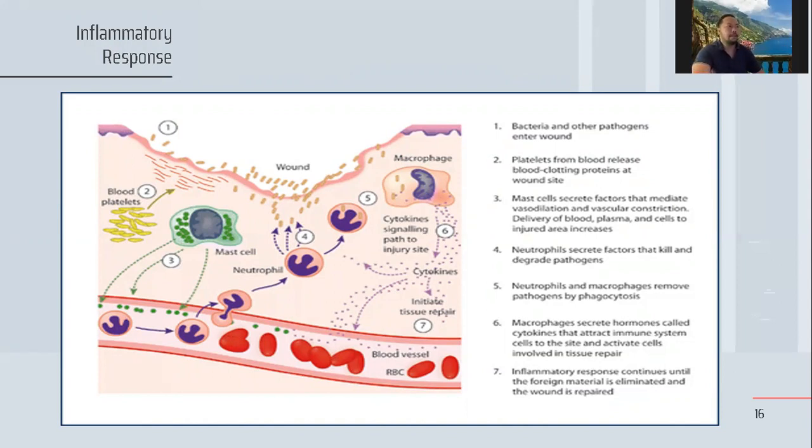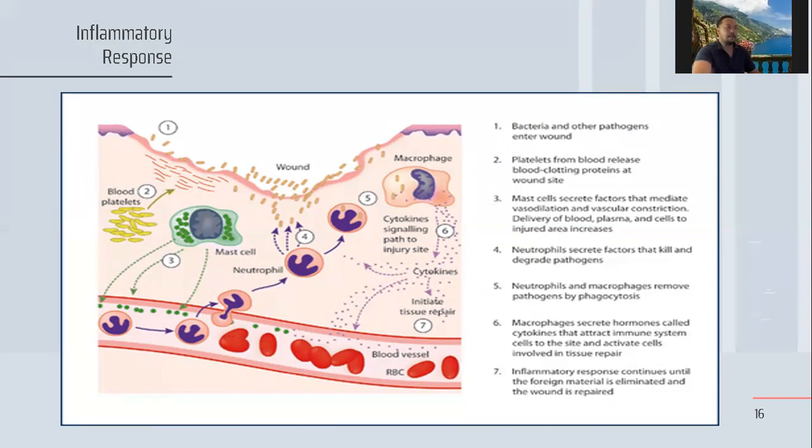Okay, so ito lang a quick overview lang of the inflammatory response. Yan, if you can see here, ito yung sa number 1, the bacteria and other pathogens enter the wound. Then we can see here the platelets from blood release blood clotting proteins. Kasi it will try to close up the wound. And then we have your mast cells. Yung your factors, that can give vasodilation and vascular constriction. This is important, no? Kasi there will be leaking blood here. So this is why if you can see if there is a wound, it can be red and swollen, no?